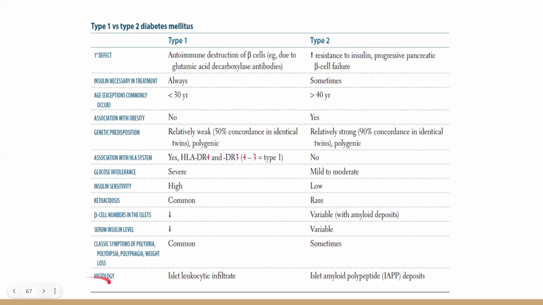And histological features: if you look under a microscope, you'll see an islet leukocytic infiltrate, which makes sense because you have autoimmune destruction. So what causes the autoimmune destruction? It's the leukocytes, the white blood cells. Here you'll have amyloid polypeptide deposits. Don't worry too much about it, just memorize it the way it is, okay?